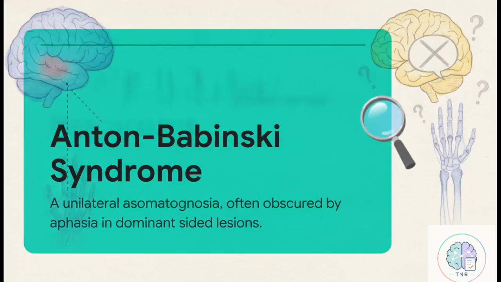Then we have Anton Babinski syndrome. This one is like a clinical illusion. It features unilateral asomatognosia, which again is that bizarre lack of recognition of one's own body parts. Now, clinically, this often seems far more common with non-dominant, right-sided parietal lesions. But why is that? Well, the reality is, it probably occurs equally on both sides. But when it happens on the dominant left side, the patient usually develops severe aphasia at the same time. This loss of language completely masks their ability to tell anyone about the body awareness deficit, making it practically invisible to the clinician.